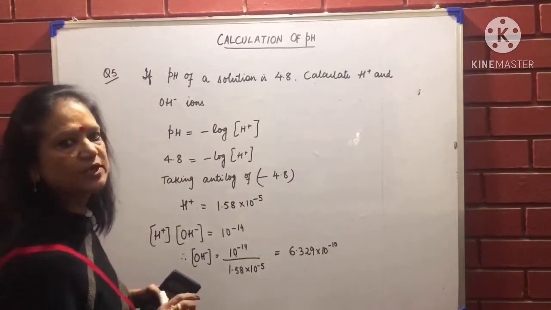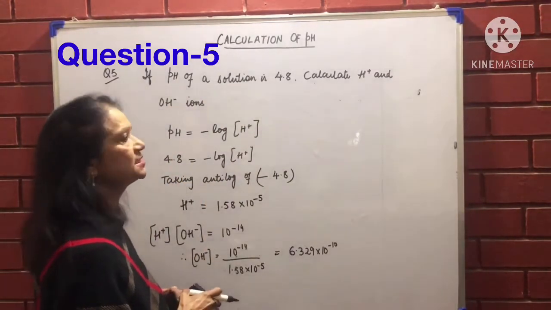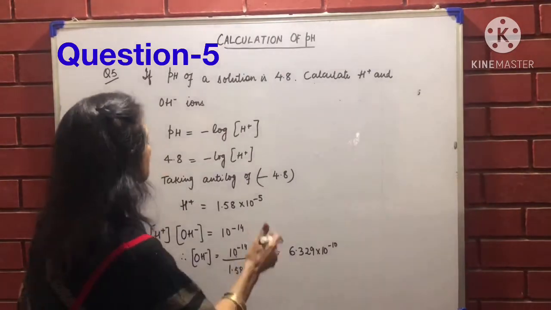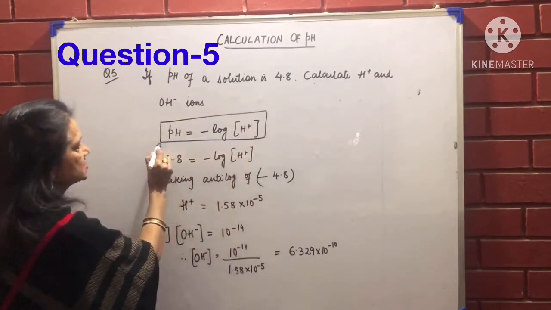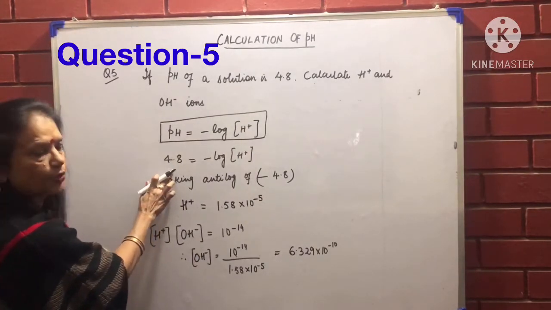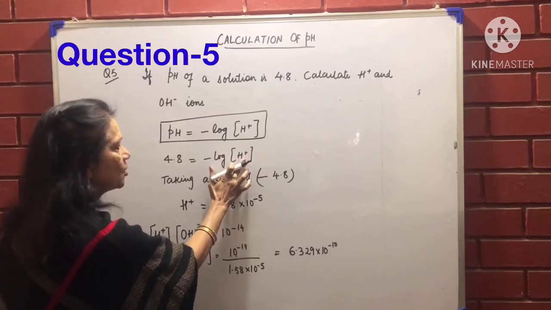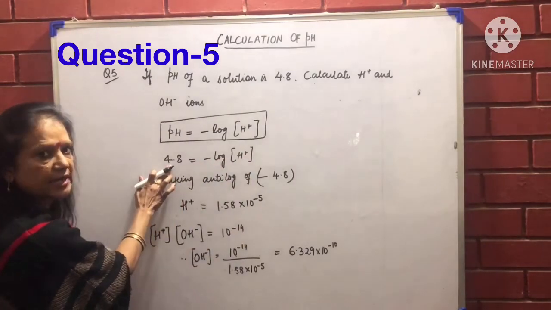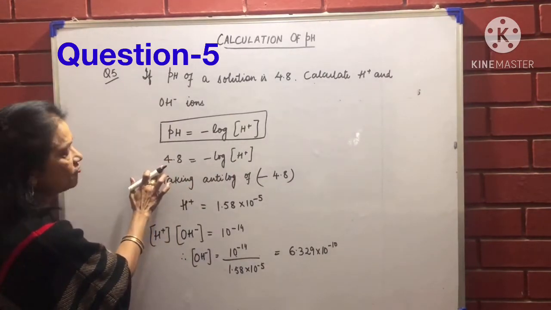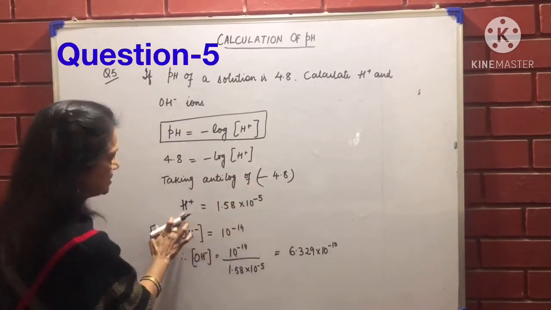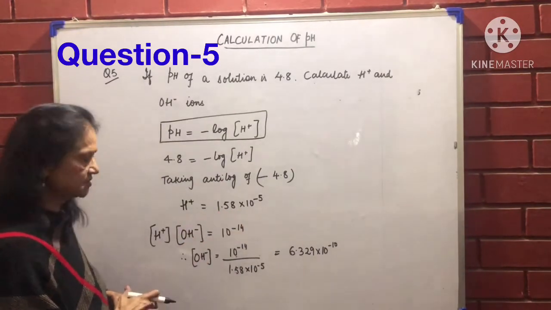Similarly, if the question says the pH of a solution is 4.8, now calculate H plus ions and OH minus ions. So you know the formula pH is equal to minus log of H plus ions. So the pH given to you, 4.8, is equal to minus log of H plus ions. Now to find out H plus ions, I'll have to take the anti-log of this, but there is a minus sign here, so take anti-log of minus 4.8. The answer is coming, H plus ions is 1.58 into 10 to the power minus 5.